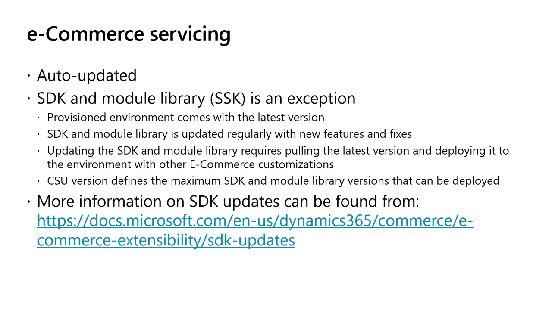Updating the SDK and module library requires pulling the latest versions from the repository and deploying them with the other e-commerce customizations. SDK and module library depend on the CSU, and the highest version of module library that can be deployed depends on the version of the CSU. And generally, CSU should be updated first before deploying new SDK and module library. And more information and the latest versions can be found from the link on the slide.